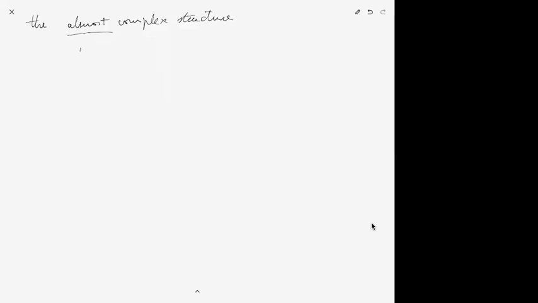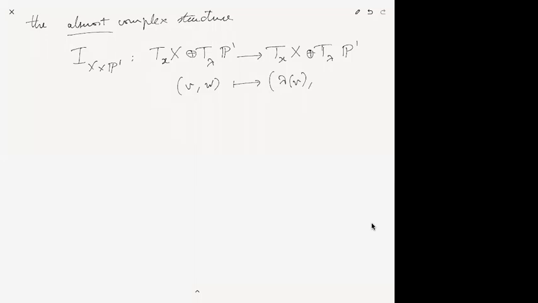I X times P1. So I'm going to define this on the tangent spaces. So the tangent space to the product is the direct sum of the tangent spaces to the two factors. And I will say what linear operator I have here as my almost complex structure. So it sends a pair of vectors to, of course, on one factor on X, we want the complex structure lambda. That's what that one's going to be. And then on the other side, we're just going to put the complex structure of P1. All right, so it's the most natural thing that you could come up with.